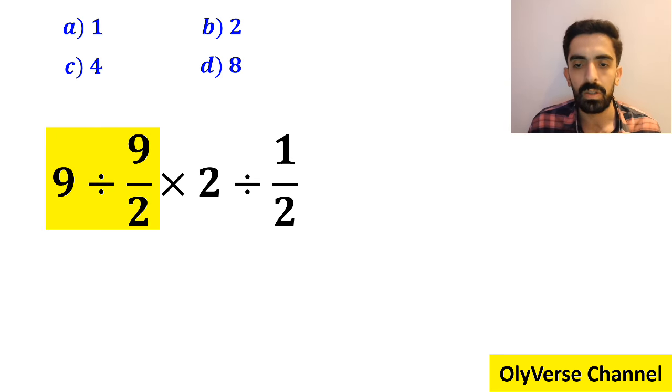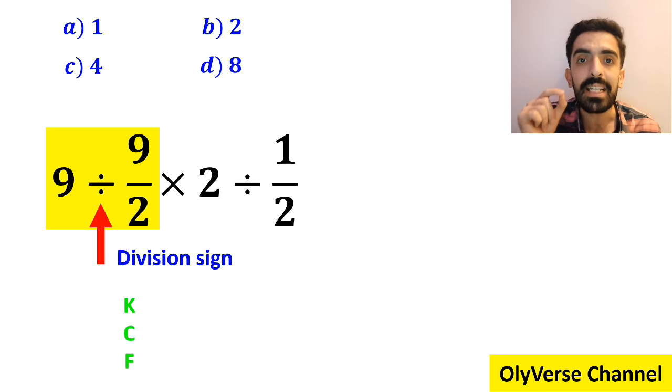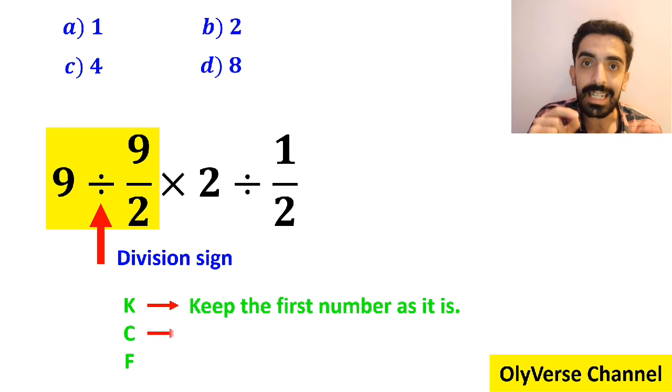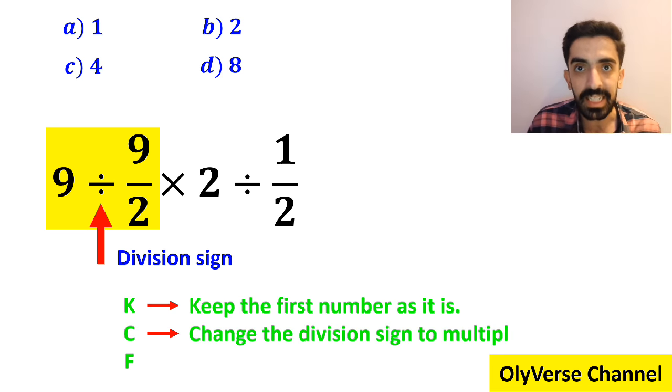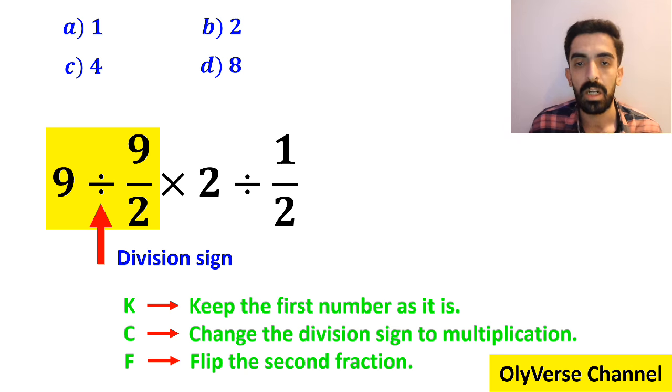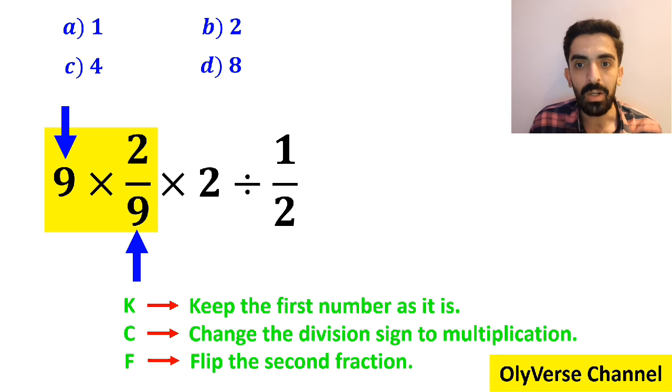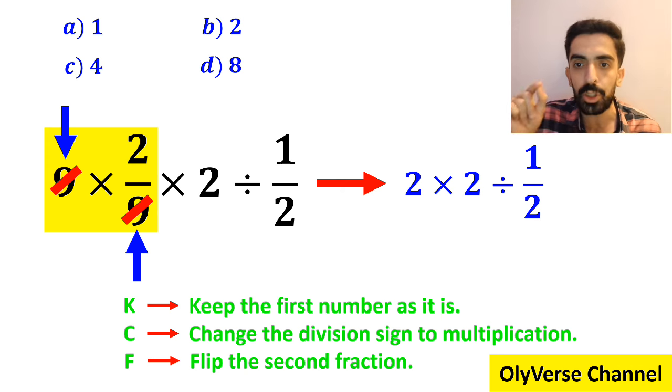Okay, whenever we come across a division sign between two terms, it's best to apply the KCF rule. In this rule, K stands for keep the first number as it is, C stands for change the division sign to multiplication, and F stands for flip the second fraction. So, we remove the highlighted part and replace it with 9 multiplied by 2 over 9. Now, the two 9's can be simplified and we can write this expression as 2 times 2 divided by 1 over 2.